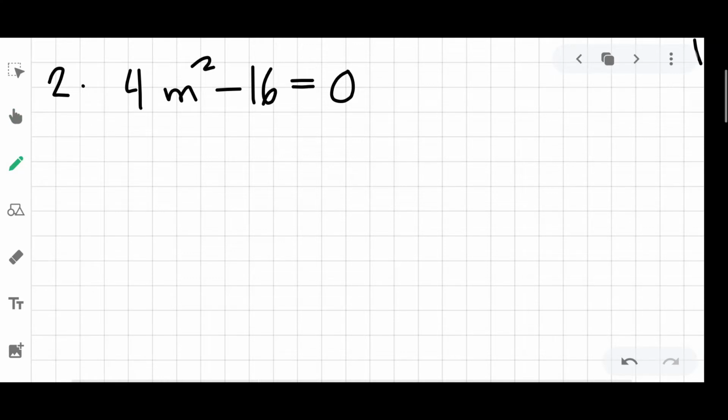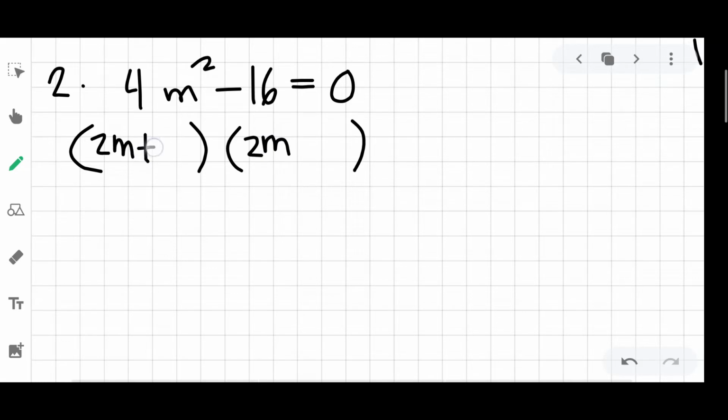Paano ba yung sinosolve? Ganito lang po yun. Get the square root of 4. What is the square root of 4? That is 2. Maglalagay rin tayo sa kabila. We have m squared. So, 2 divide 2, the answer is 1. So, therefore, tig-isang m sila.